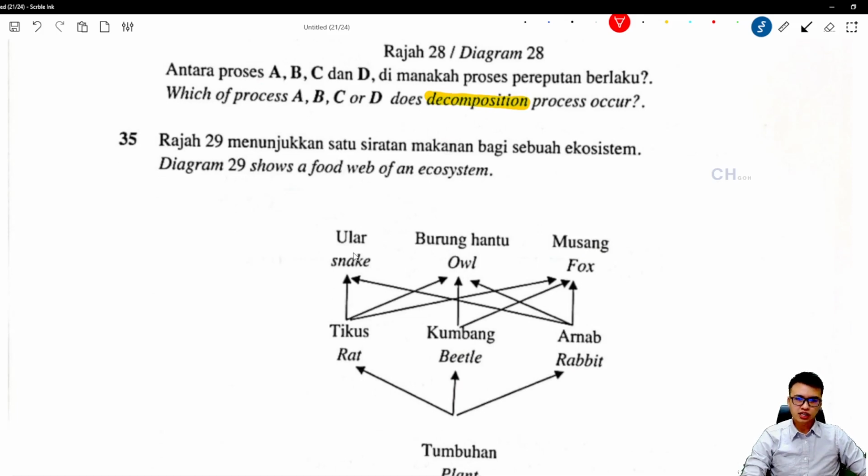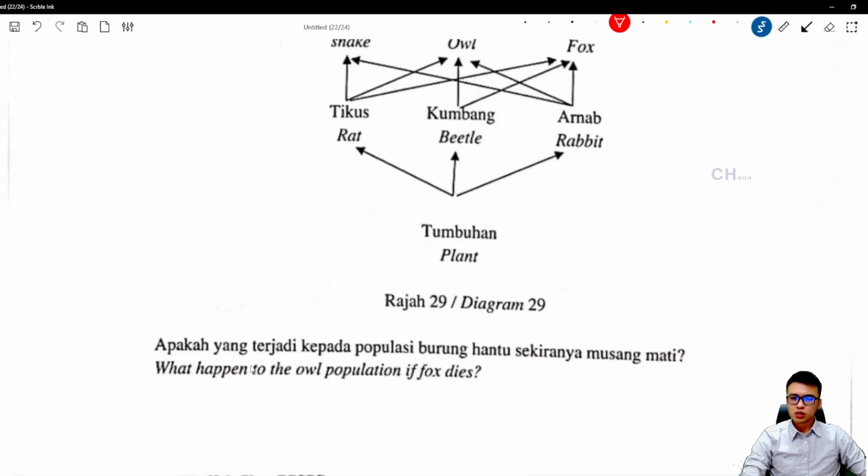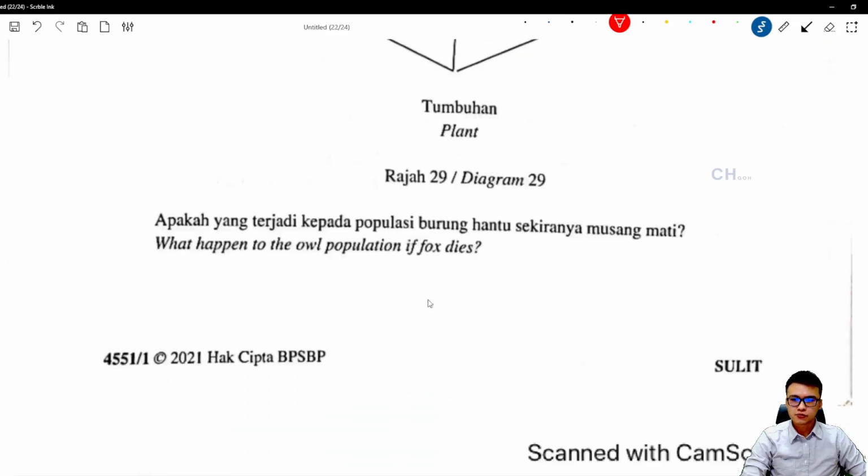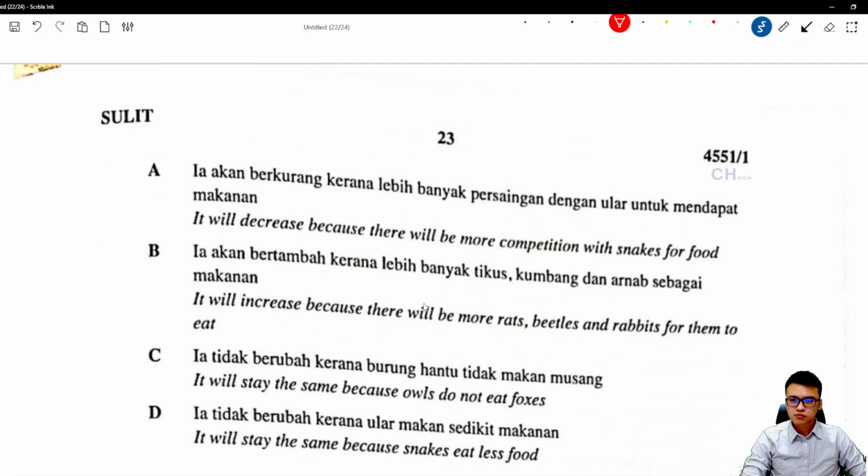Question 35, guys. What happens to the owl population if the fox dies? Fox dies. So the owl gets more food to eat, so it will increase in population. It will increase because there will be more rats, beetles, rabbits for them to eat. Okay, answer should be B.